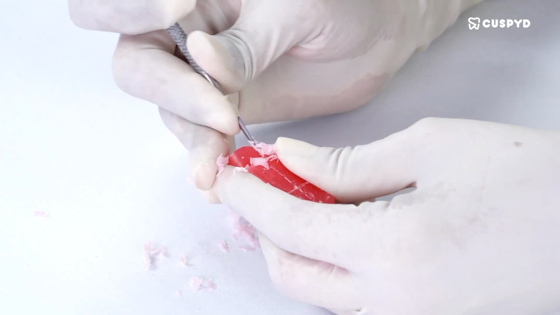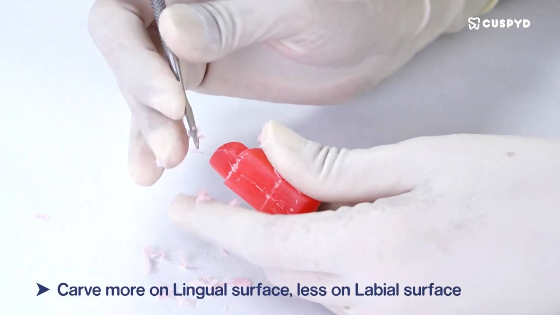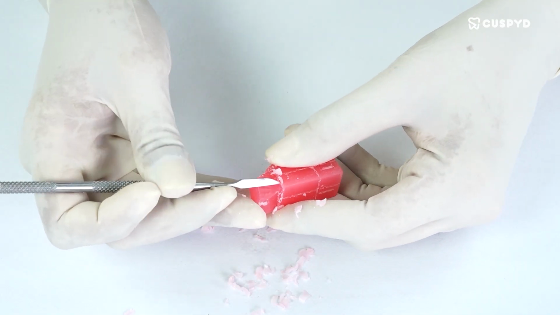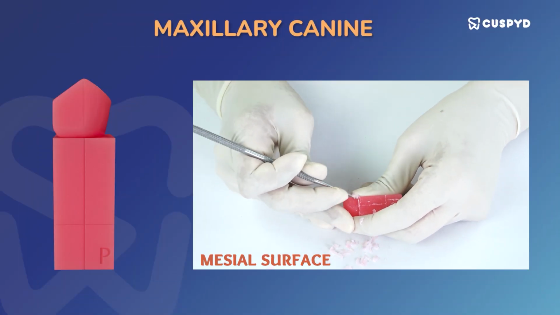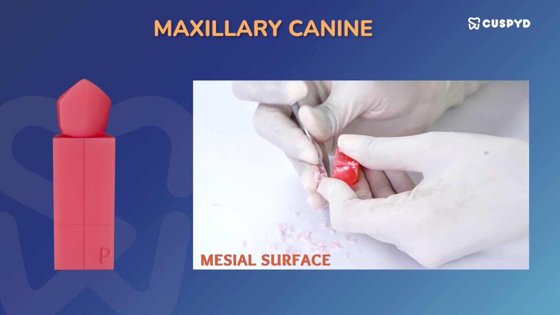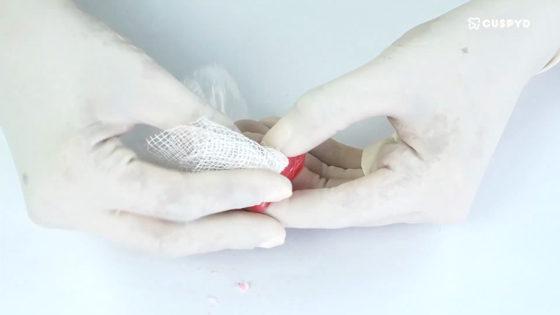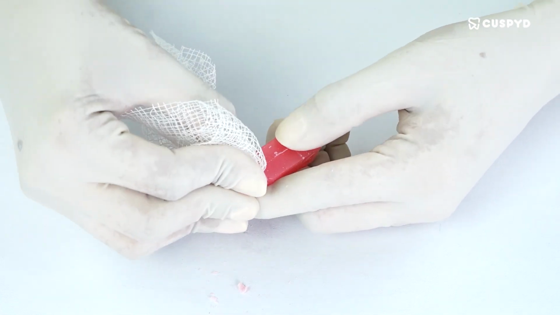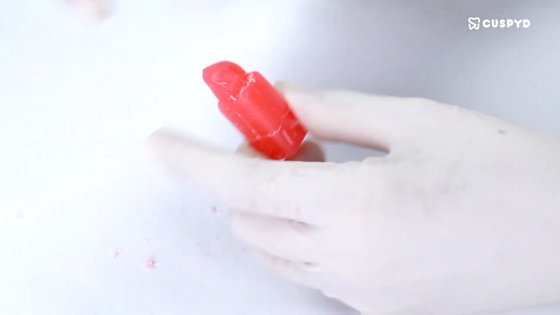For creating lingual convergence, the carving should be carved more on the lingual and less on the labial. So if you notice, I am carving more on the lingual and less on the labial. I do the same for the opposite side. I carve more on the lingual and less on the labial. I will again gauze from the labial to the lingual. From the labial to the lingual. With that, I will achieve lingual convergence.